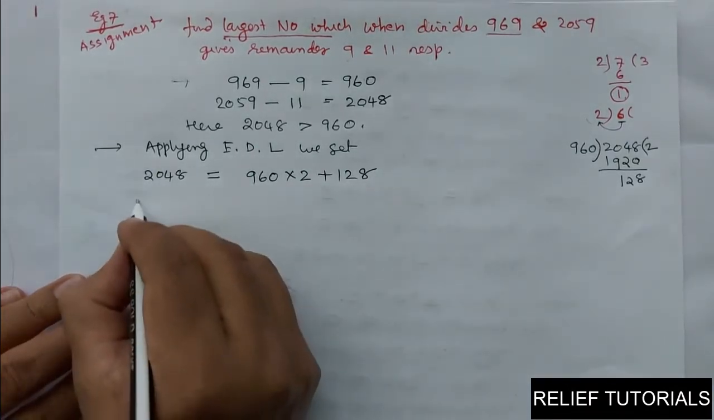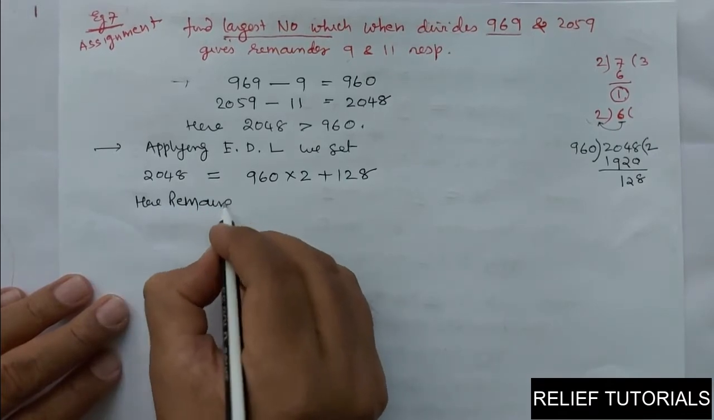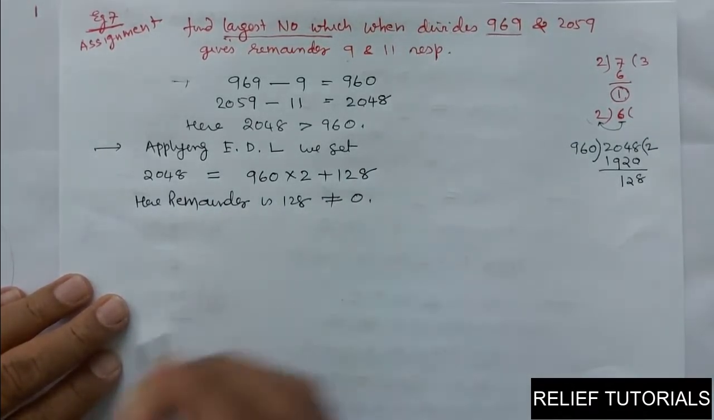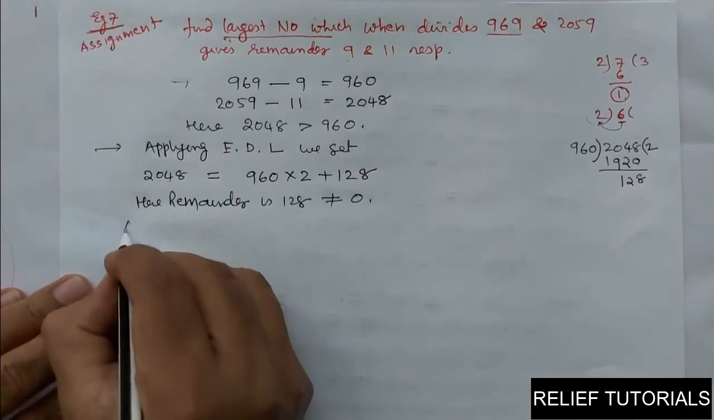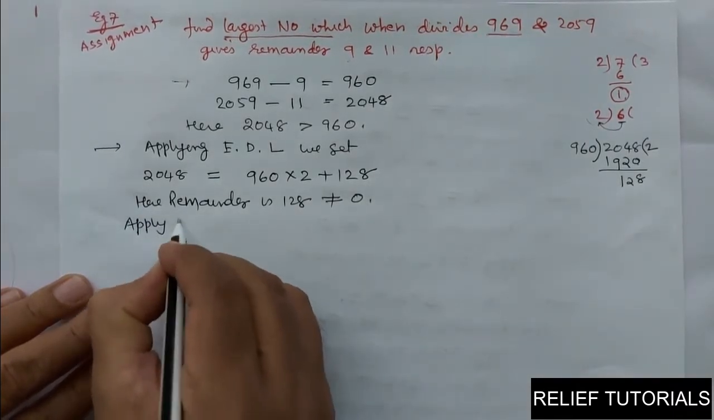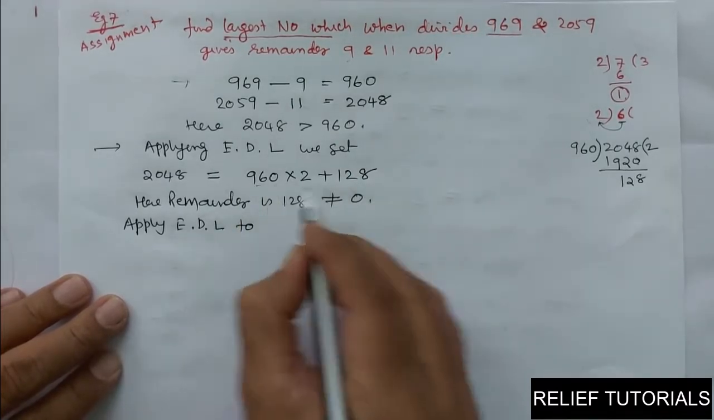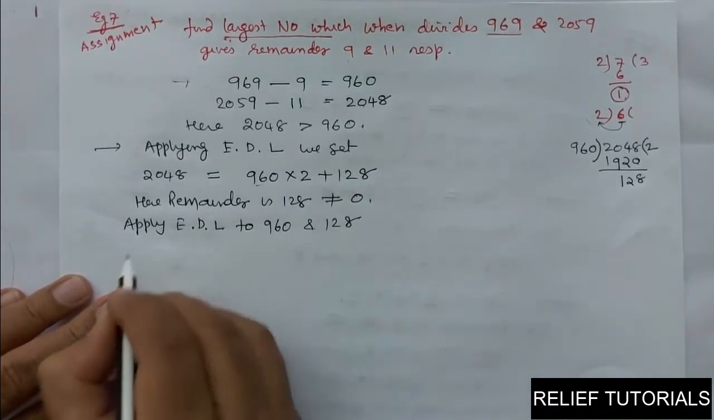Clear? So here remainder is 128, which is not equal to 0. Clear or not? It is not equal to 0. So therefore apply Euclid division lemma to divisor and remainder, that is 960 and 128.